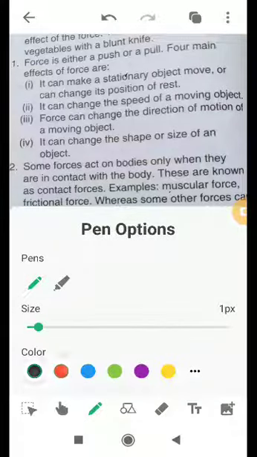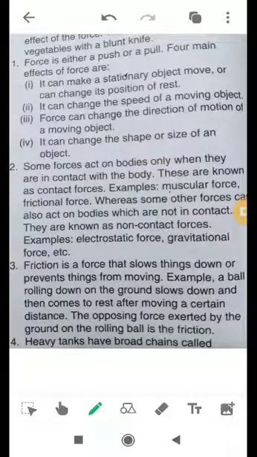Now, question number 2. What is the difference between contact and non-contact force? Explain with the help of one example each. Some forces act on bodies only when they are in contact with the body. These are known as contact forces, for example muscular and frictional force, whereas some other forces can also act on a body which are not in contact. They are known as non-contact forces. Examples are electrostatic, magnetic force, gravitational force, etc.